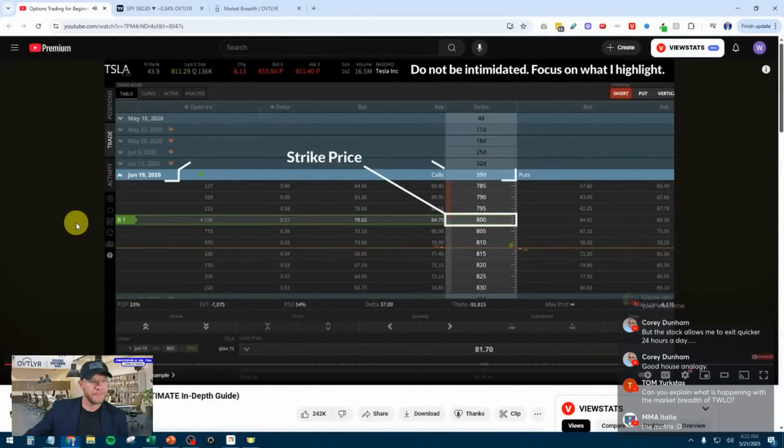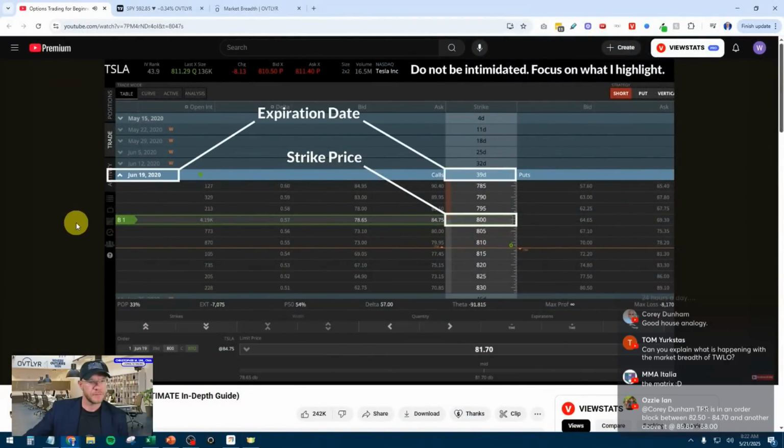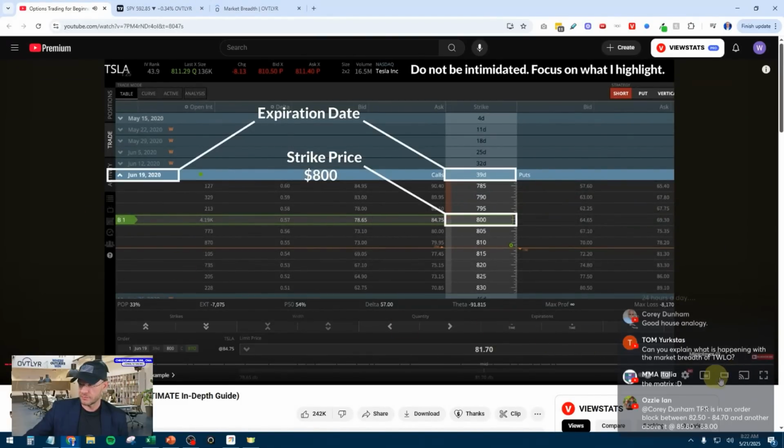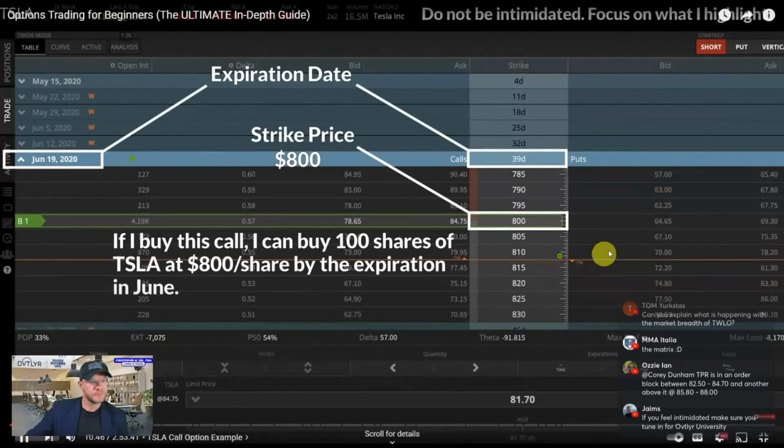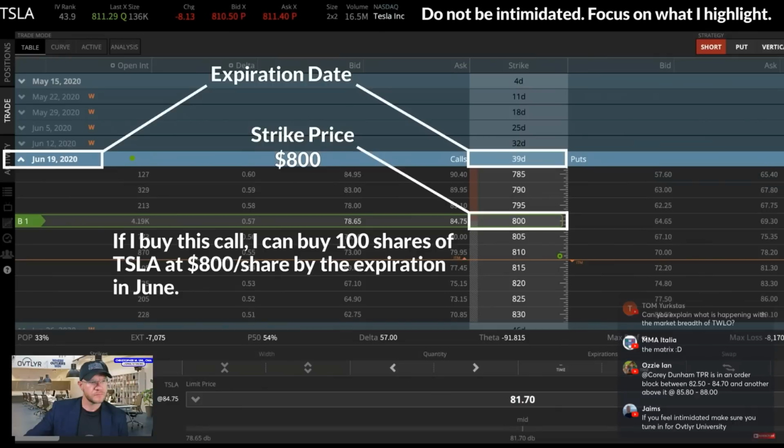Of $800 and an expiration in June, which is 39 days away as of this image. The strike price of this call option is $800, which means that between now and the expiration... Hang on, I'll make this bigger. That's better. Expiration date in 39 days. If I own this contract, I have the right to purchase 100 shares of Tesla stock at the call option strike price of $800. So in our house example, it was just buying one house.